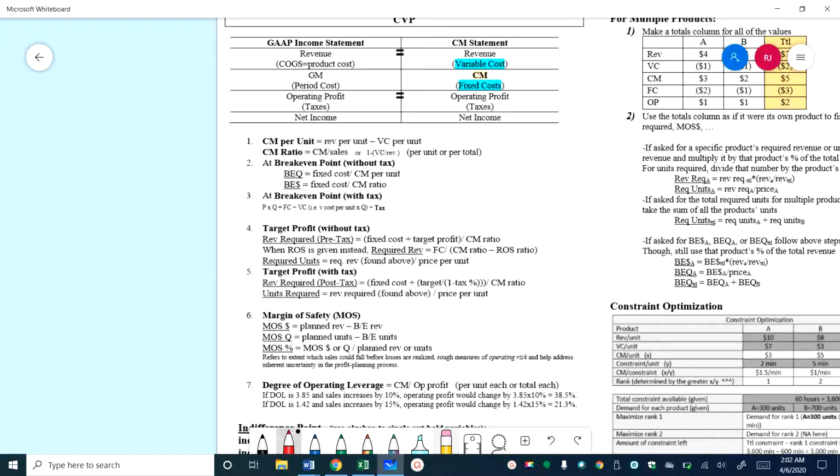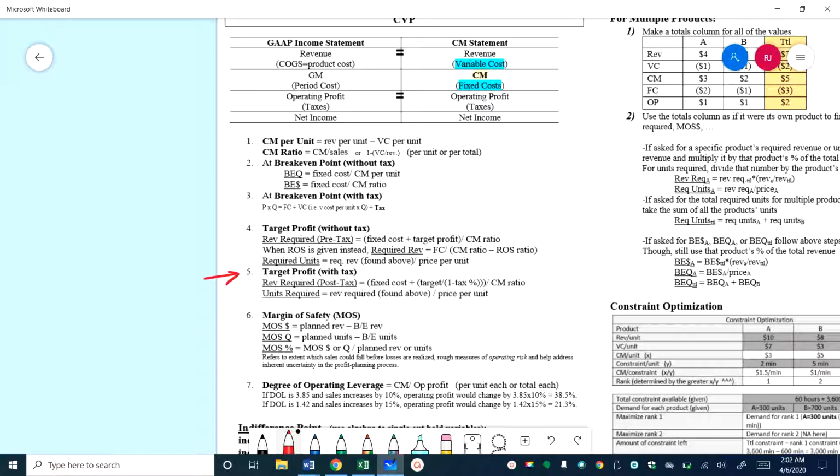Now, finally, if they ask you for the units you need to make in order to hit that target profit, you're just going to take one of the required revenues that you already found and divide that by the price per unit. And that'll give you the number of units you need to sell. So, target profit with tax.